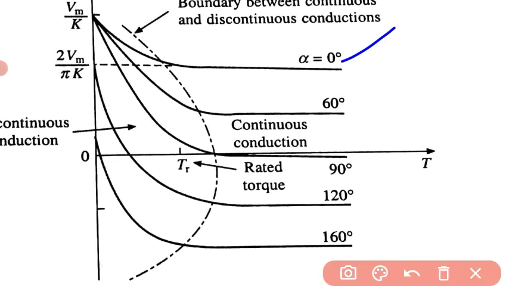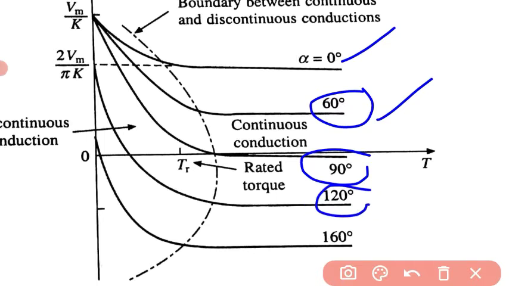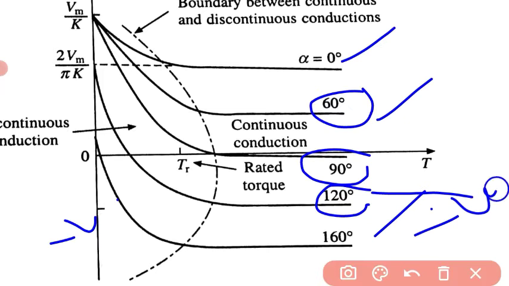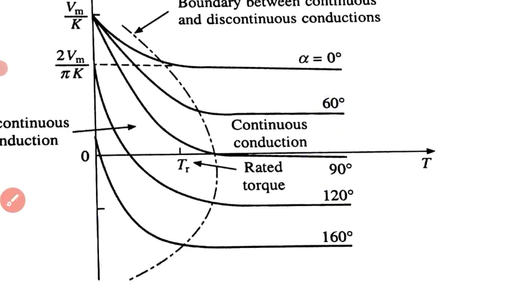Similarly, in the equation VA is equal to 2 Vm by pi into cos alpha, if you substitute alpha is equal to 60, we will get positive VA only. Whereas if it crosses 90, say 120, what happens here is the voltage goes negative. At 160, it goes negative. This graph gives a clear picture.